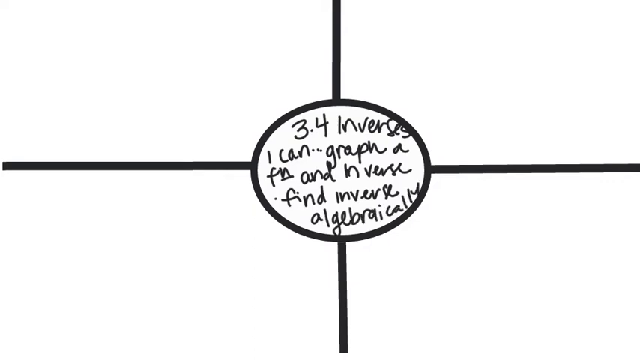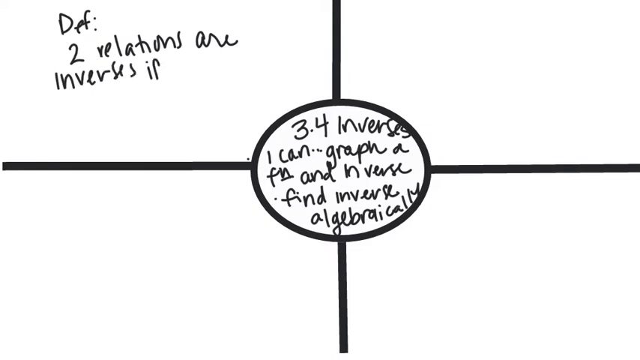Kind of ran out of room there. So I'm going to put something different in each of these four boxes. So up top, I'm going to put in the definition. The definition of an inverse is two relations are inverses if and only if. So hopefully you remember this from geometry.